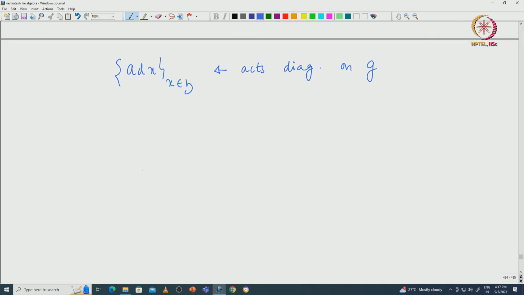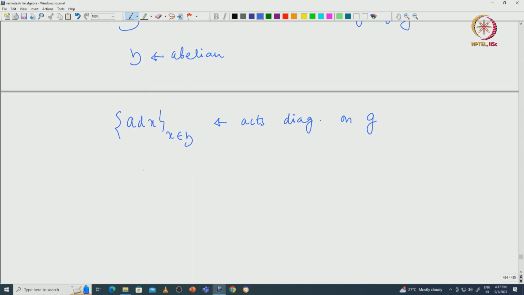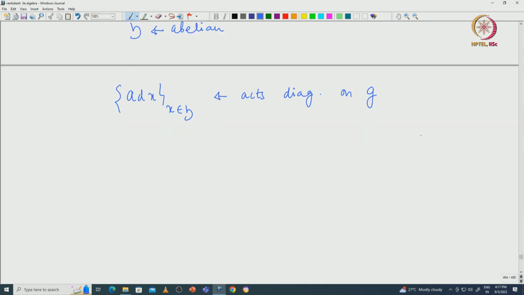Now we use this action of ad H on G and try to understand how G splits in terms of the generalized eigenspaces of this action. Let us look at that. Since these elements ad x, or ad H, act simultaneously diagonalizably on G, look at this action on G.